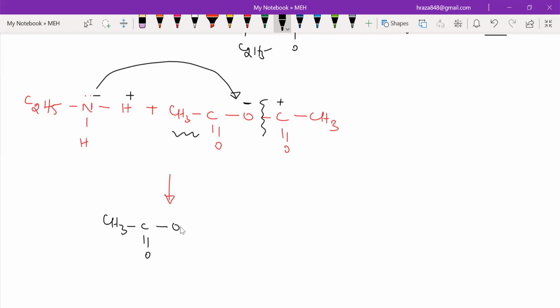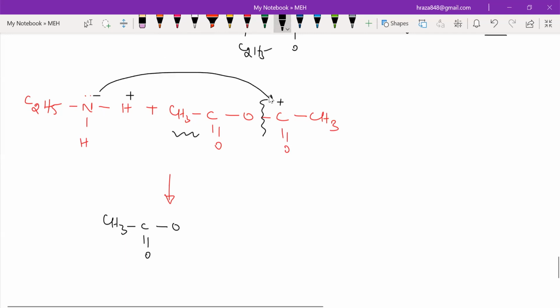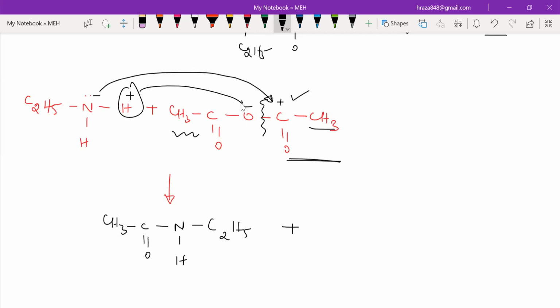Wait a minute, I just did it wrong. This negative part will come to this positive. So I'm going to write this part first. Are you getting my point? Yes, sir. I made a mistake. I made them equal, negative to negative, but it will go negative to positive. So CH3, C double bond O, then N and hydrogen. And then this is your C2H5. And you can see this positive will go to this. So it will make carboxylic acid.